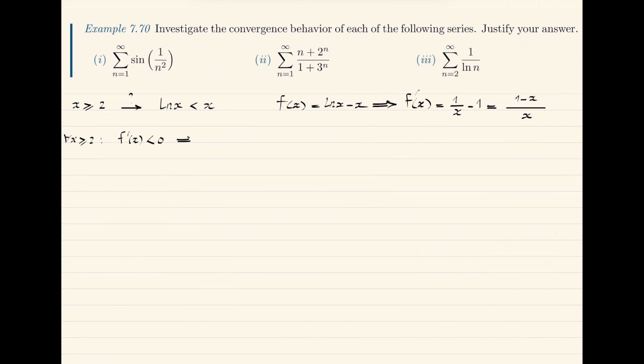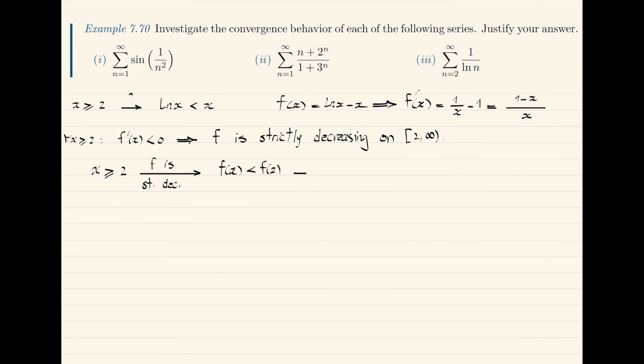So this means that f is strictly decreasing on 2 up to infinity. Okay, but what is the meaning of this? If x is greater than or equal to 2, which is because I am interested in that interval, and I know that f is strictly decreasing, then it means that f of x should be less than f of 2. We don't need to put equality.